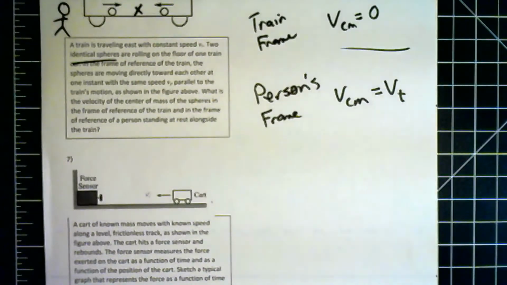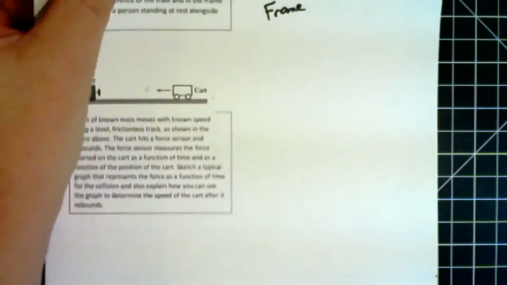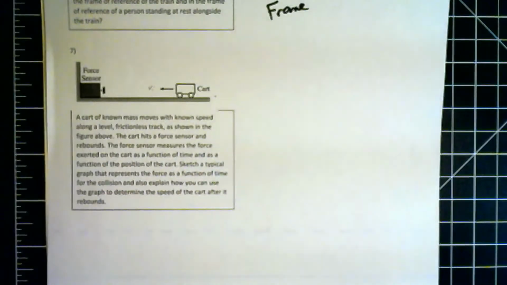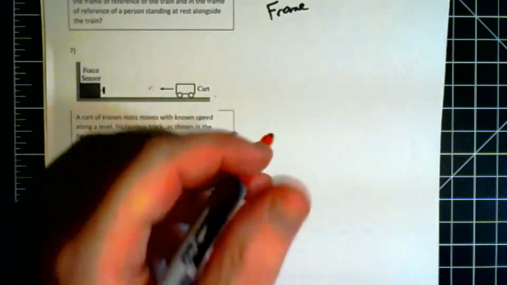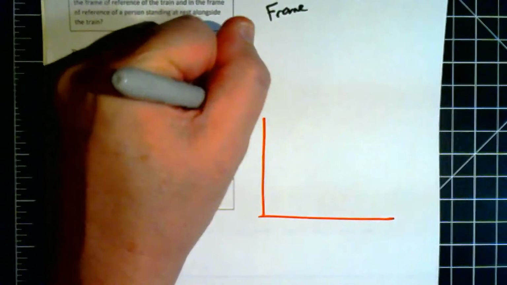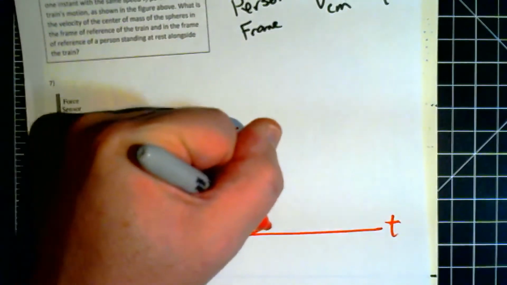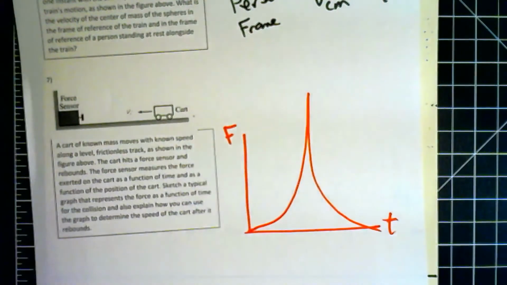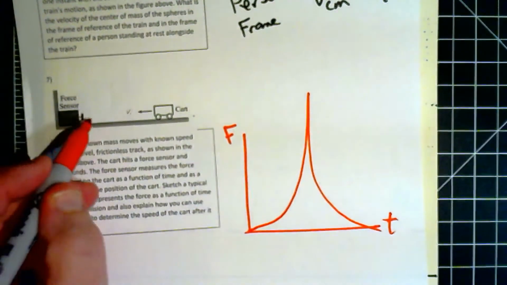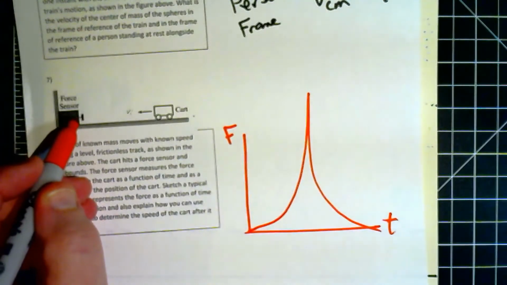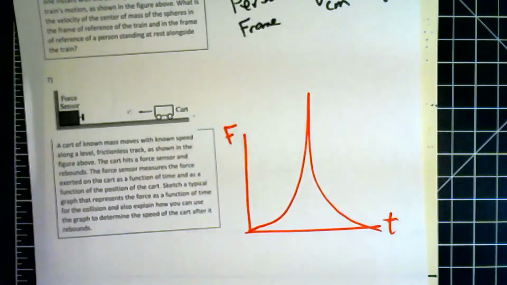Okay, so on question number 7, we've got a cart hitting a force sensor, and this is just a matter of, do you remember what a typical graph that represents a collision looks like? And so that's where we go back to talking about impulse graphs that have force versus time. And if you remember, for any kind of typical collision, that kind of collision is this kind of spiky looking graph. And the harder that collision is, the more rigid that kind of collision is, the spikier this graph.